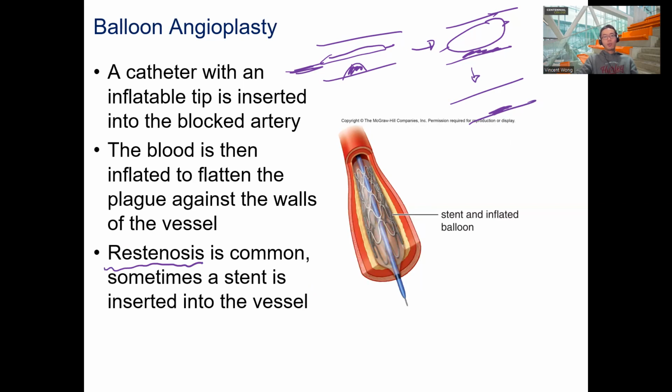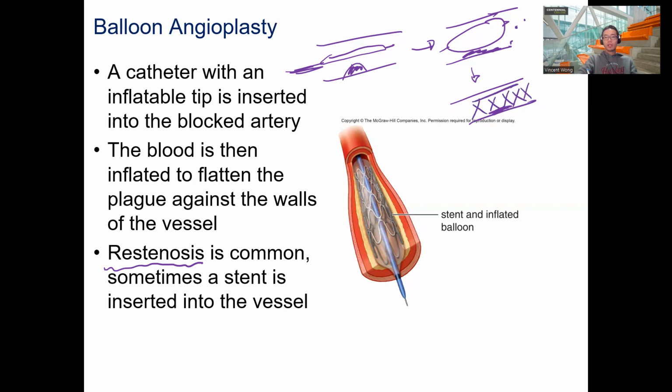Now, this is not without risk. It's possible that when you open up the balloon, some of the fragments might break off, and then this gets caught in some smaller vessel that could cause problems. And to prevent the restenosis, sometimes they actually put a stent in there.